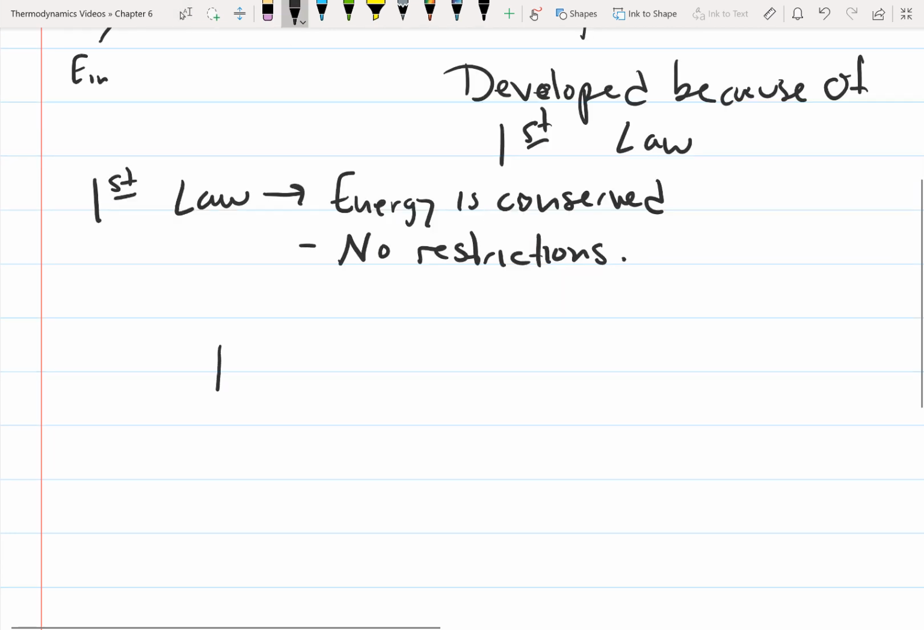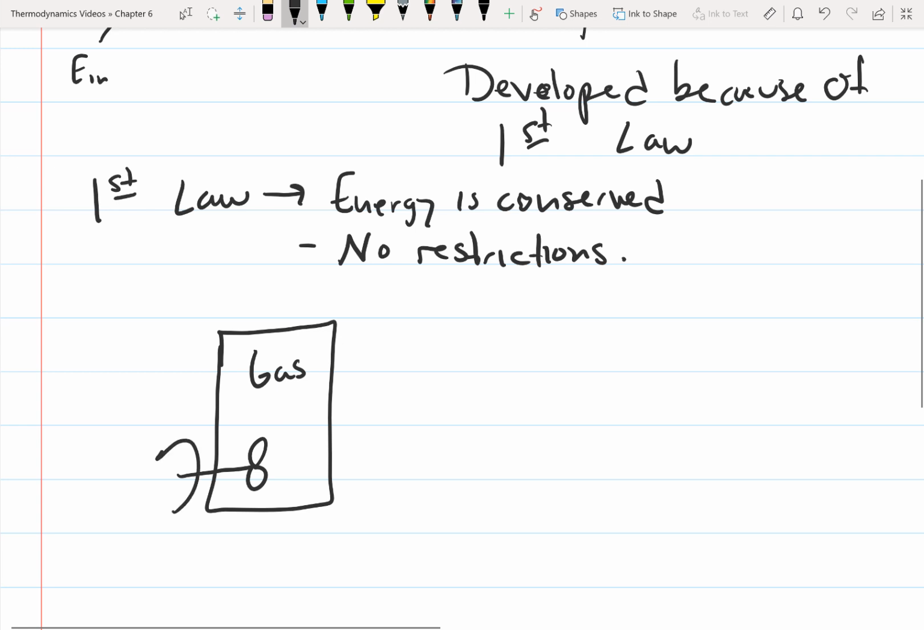Let's say that we have a container of gas, and I'm just going to call it gas. And let's say that we have a mixer in here, so we're adding some work to the gas. We know from the first law that this work is going to heat up the gas, so we're going to increase the internal energy of the gas.